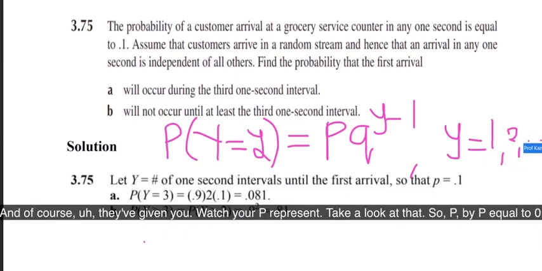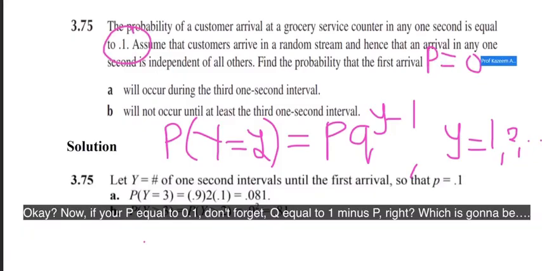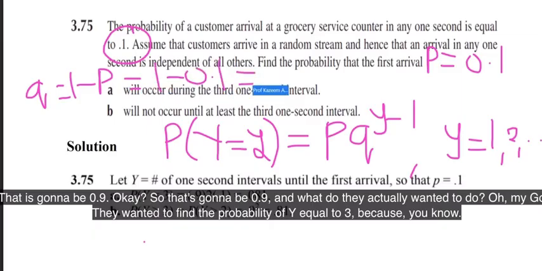And of course, they've given you what your p represents. Take a look at that. So p equals 0.1. Now, if your p equals 0.1, don't forget q equals 1 minus p, which is going to be 0.9.